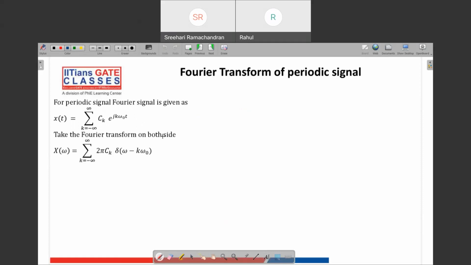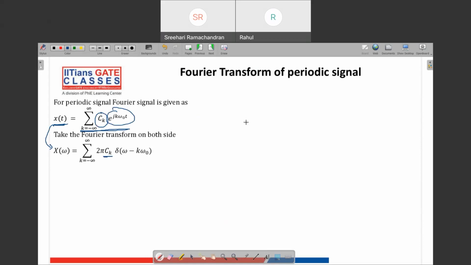Now, till now, whatever we have seen is the Fourier transform of the aperiodic signal. But as I mentioned at the beginning, the Fourier transform of the periodic signal can also be calculated. For any periodic signal, this will be the Fourier series. Now let's calculate the Fourier transform on both the left and right hand sides of this equation. On the left side, you'll get X of omega. On the right side, c of k is a constant, so it will remain as it is.